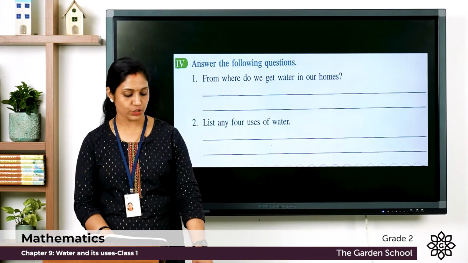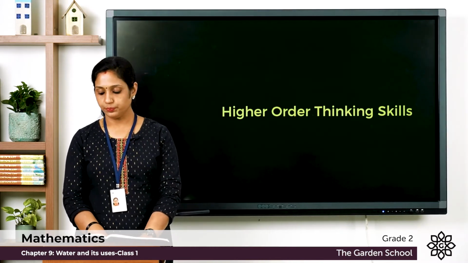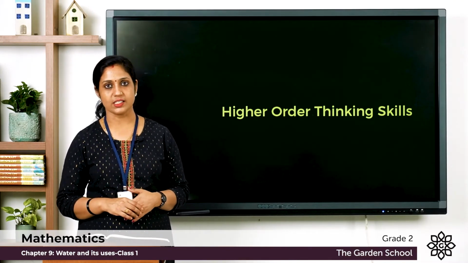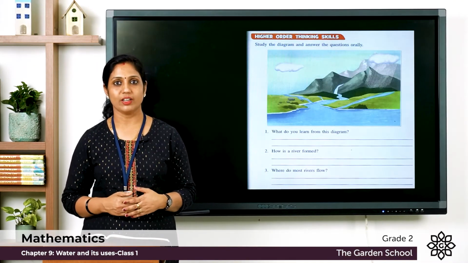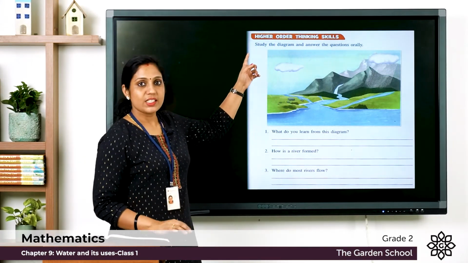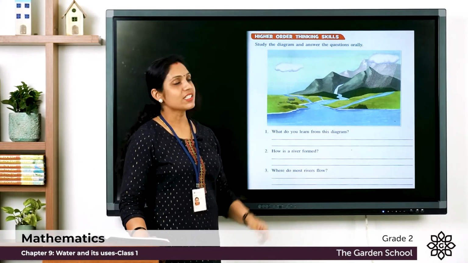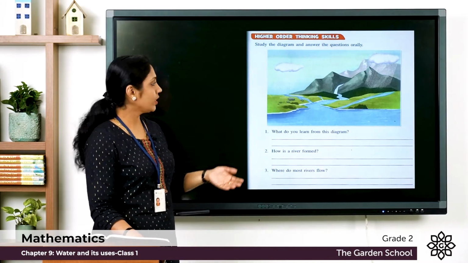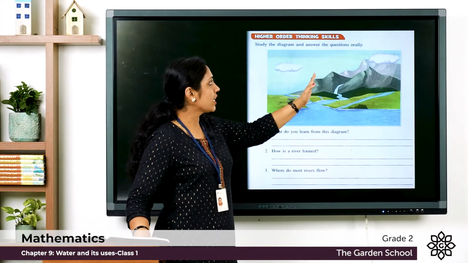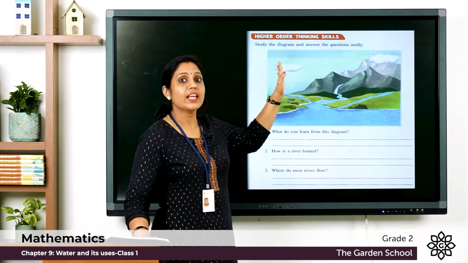Moving on to a next page. Page number 75. We have there high order thinking skills. So here a diagram is given. So look at that picture carefully. The question is, study the diagram and answer the questions orally. So here in this picture, what you can see? You can see land, rivers, hills, clouds and rain.